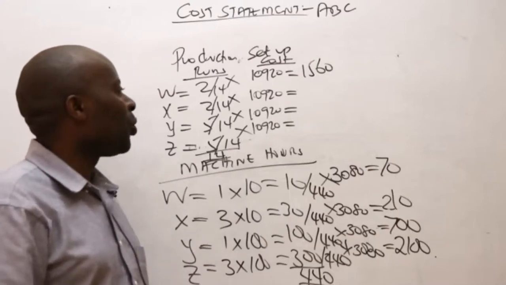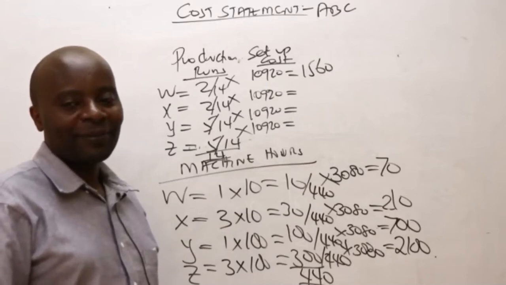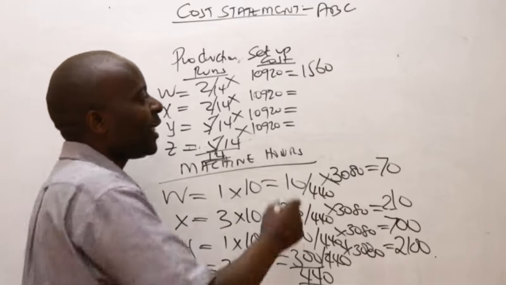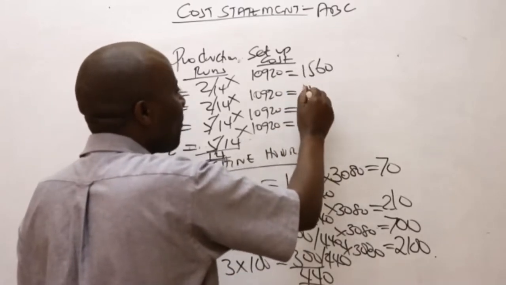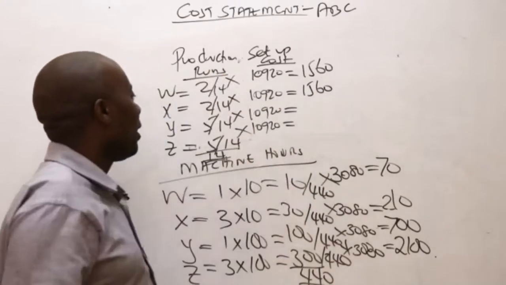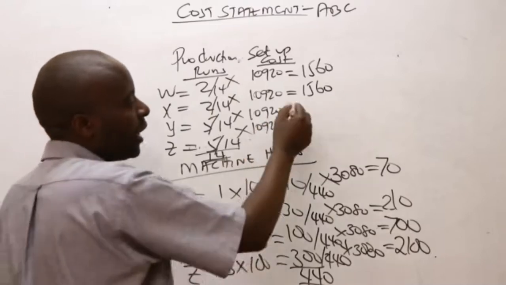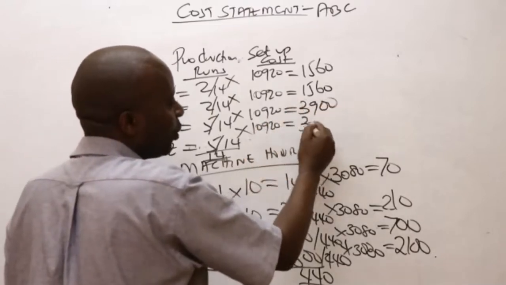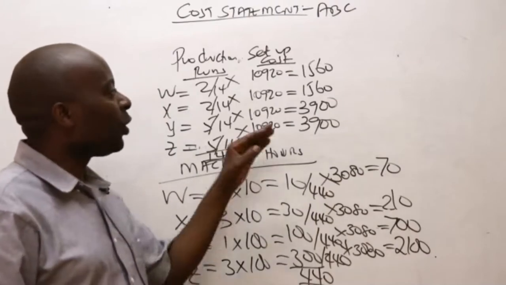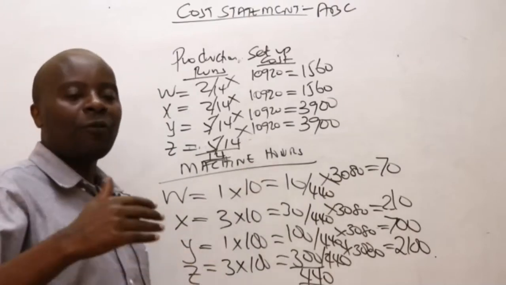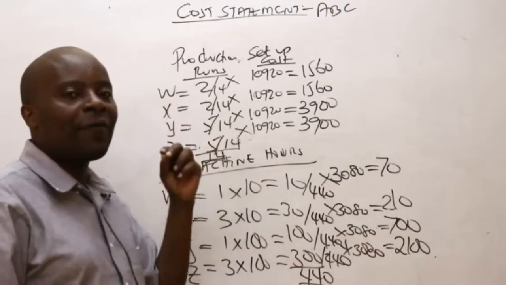So X, what do we have there, somebody? The first one is 1560. The second one is the same, 1560. Actually, they are the same. How about Y and Z? 3,900. Now, having gotten setup cost, I would look at the production runs, which are influencing many factors.